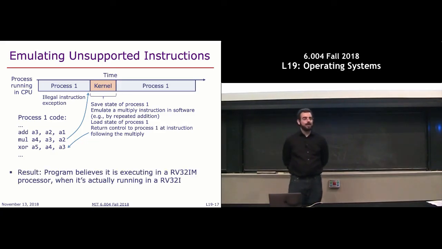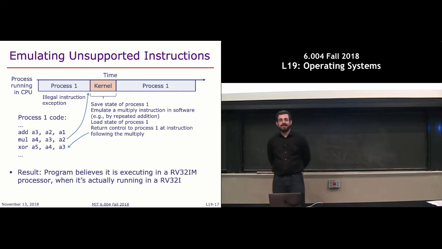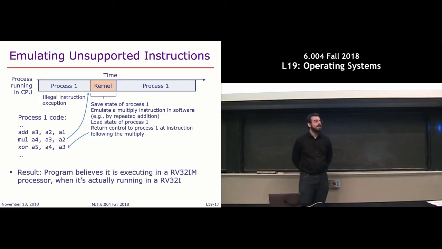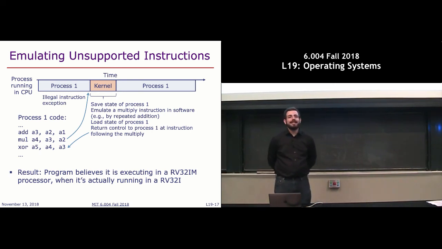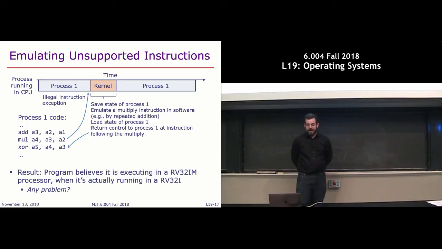And so the result here is that the program believes that it's actually running on a processor that does have a hardware multiplier, right? It believes that it is running in this more sophisticated ISA, even though in hardware we don't actually have a multiplier. In a sense, we've virtualized the processor. We're making the program believe that it has hardware that it doesn't, right? Okay, any problem with this approach?